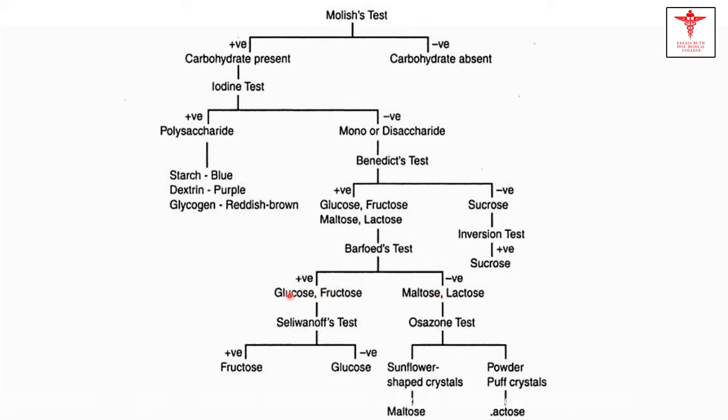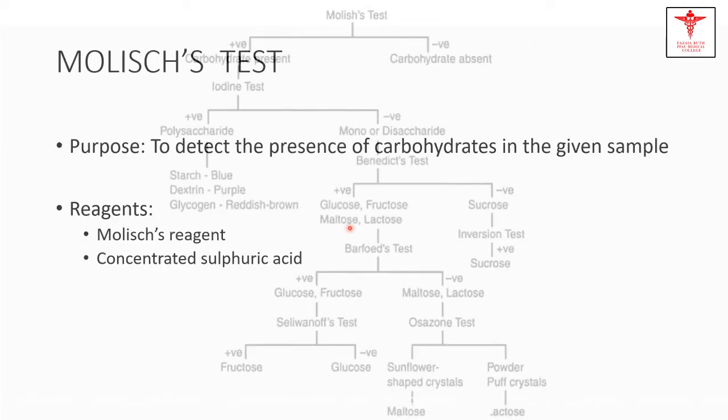So when the Barfoed test is positive, then we perform Seliwanoff test, which helps us in detection of ketose sugars. So in case the Barfoed test is positive, which means there is a monosaccharide, and we further want to differentiate between aldo monosaccharide and keto monosaccharide, we perform the Seliwanoff test. So this is the general scheme for detection of carbohydrate in a given sample.